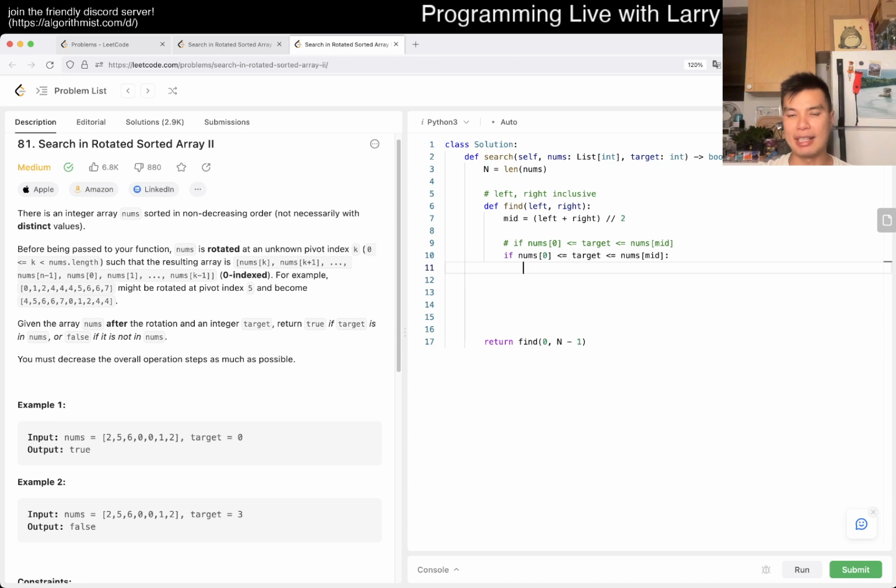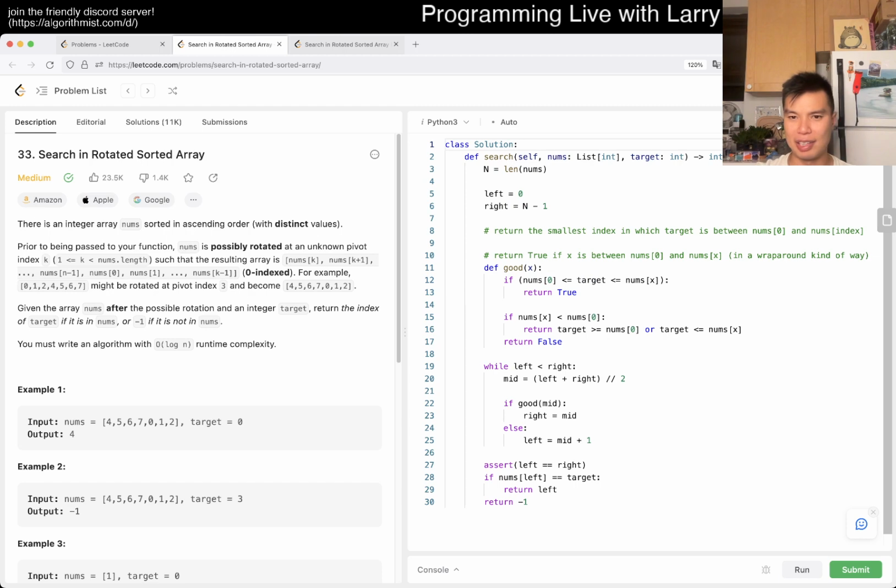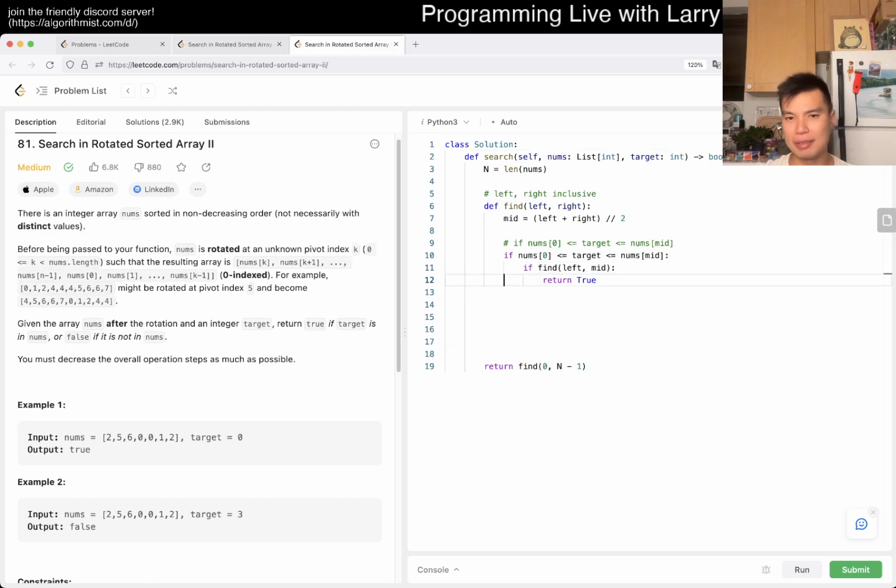Then we can say if find of left mid, then we return true, right? It's kind of an awkward way of phrasing it, but the reason is that's not the only way that can be true, right? So that's basically the reason why. And then the other case is, and I think we kind of wrote it the other day, right? Like here. So yeah, but it's fine.